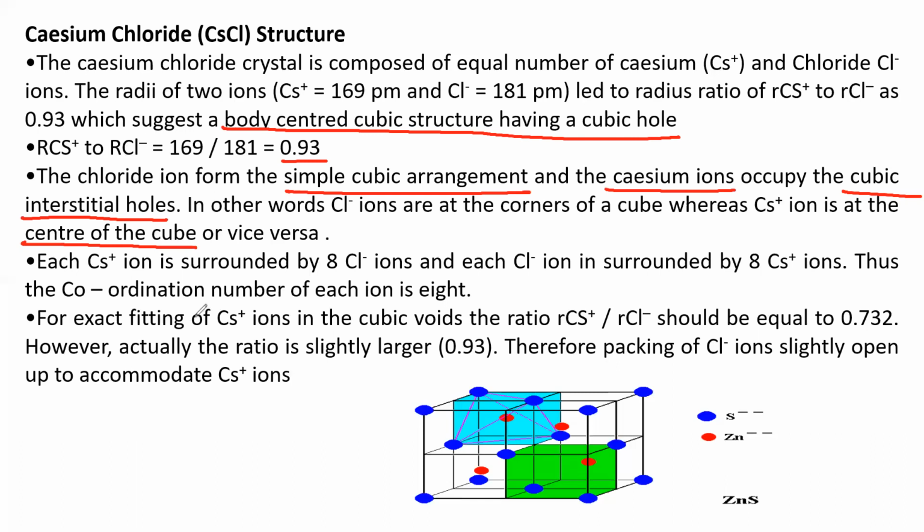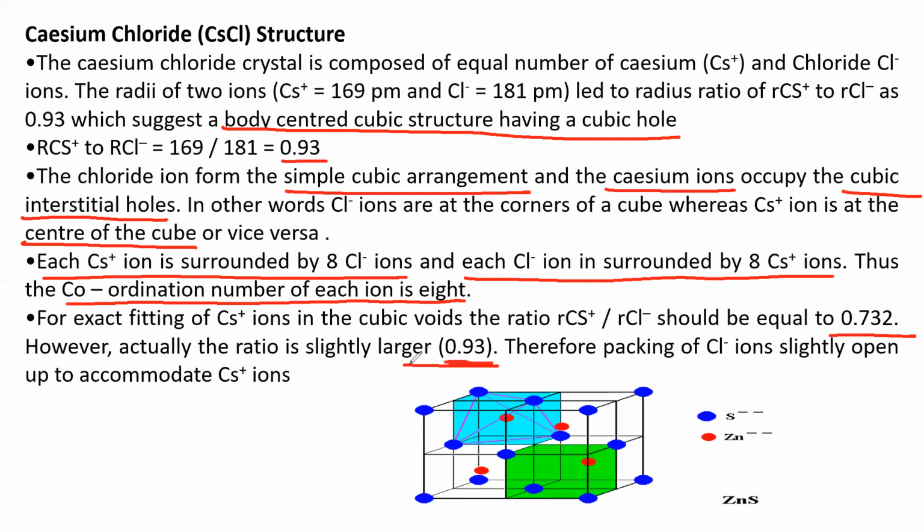Each cesium ion is surrounded by 8 chloride ions, and each chloride ion is surrounded by 8 cesium ions. From the structure we can understand. Hence, the coordination number is 8:8. For exact fitting of cesium ions in the cubic voids, the radius ratio should be equal to 0.732, but it's slightly higher. Therefore, packing of chloride ions slightly opens up to accommodate cesium ions.